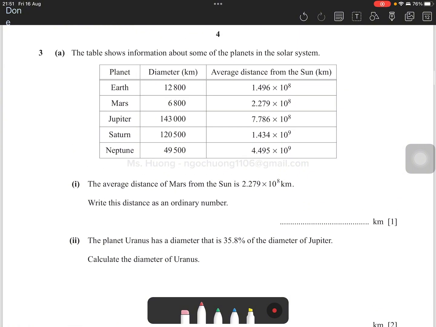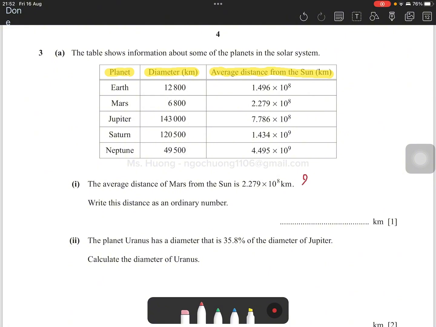Question 3. The table shows information about some of the planets in the solar system. Notice that this is the average distance from the Sun in kilometers, this is the diameter in kilometers, and this is the name of the planets. 1. The average distance of Mars from the Sun is 2.279 times 10 to the power of 8 kilometers. Write this distance as an ordinary number.